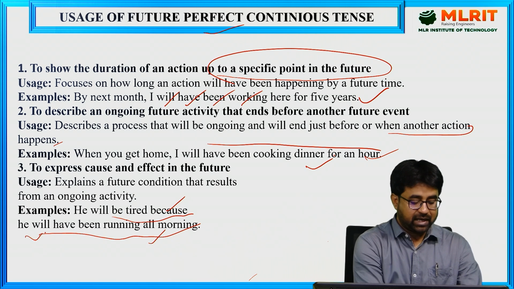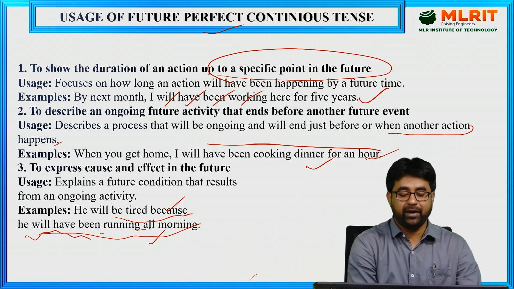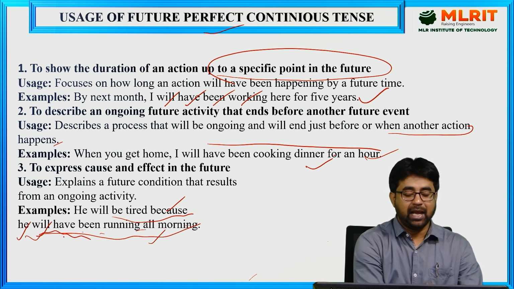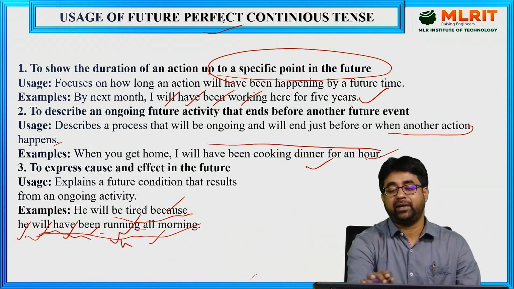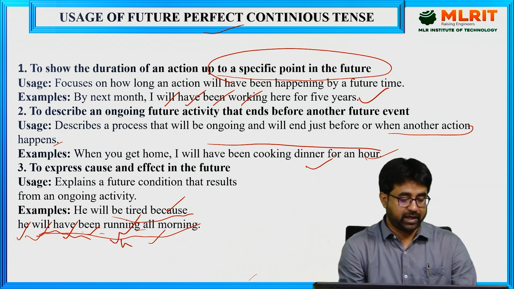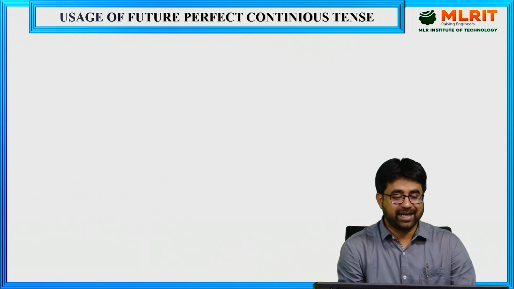So see here which tense I'm using. He will have been running all morning. He will have been plus V4. Perfect continuous, future perfect continuous. Fine. So let's see the next usage.